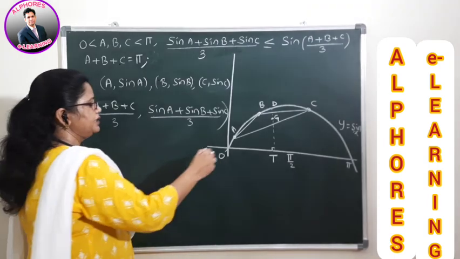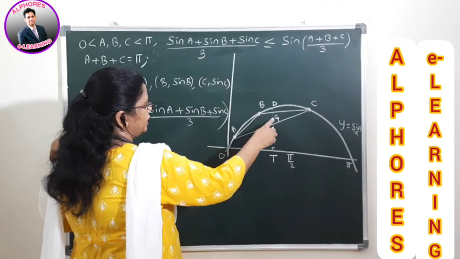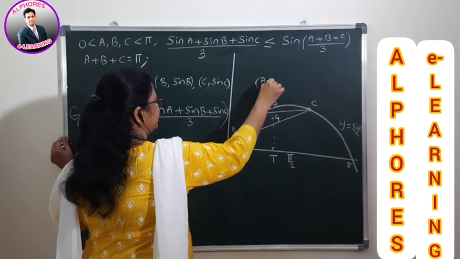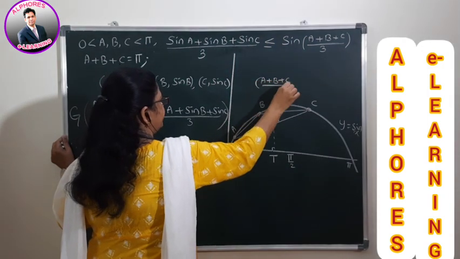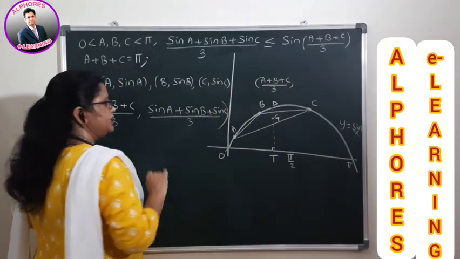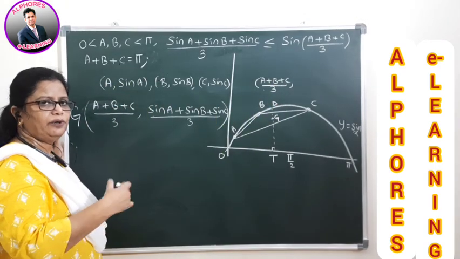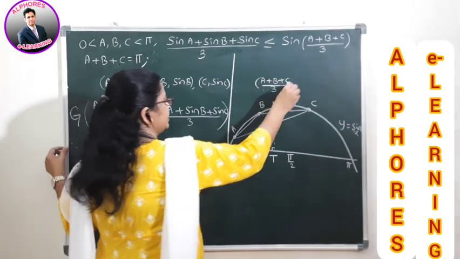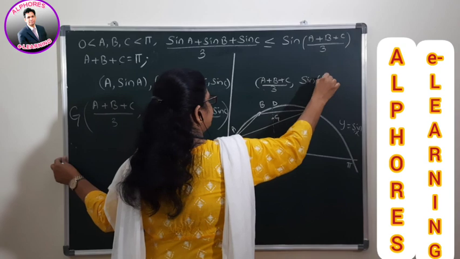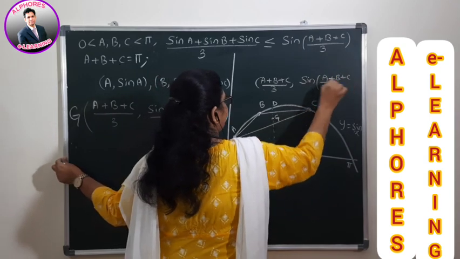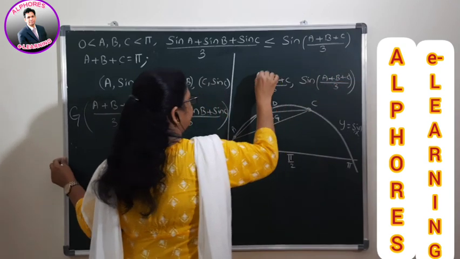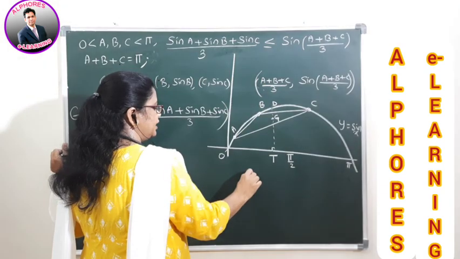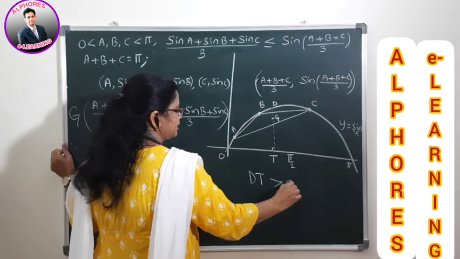Now for this abscissa value, correspondingly if you take the point D, the point D is nothing but on the curve. Therefore (A + B + C)/3 is the abscissa x value, then the ordinate has to be what here? sin x. It implies it is sin of how much? The value is (A + B + C)/3. And therefore we can observe clearly in this one, comparing ordinates, DT is greater than how much here?